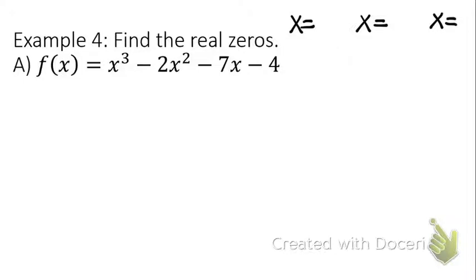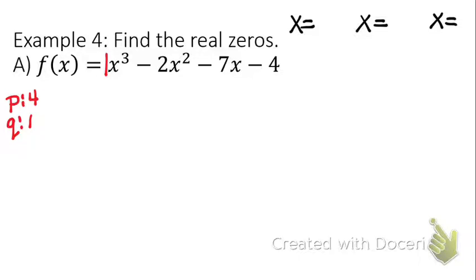Now we need to know the possibilities. To figure out the possibilities, because we need to know which ones to even try, again, we're going to do our P over Q. So what's P? P is 4. And Q is 1. So that's pretty good because we know that we don't have any fractions.